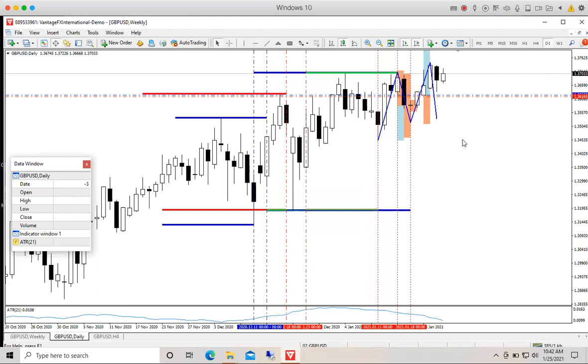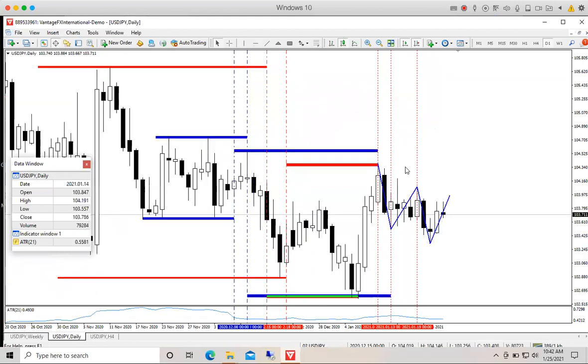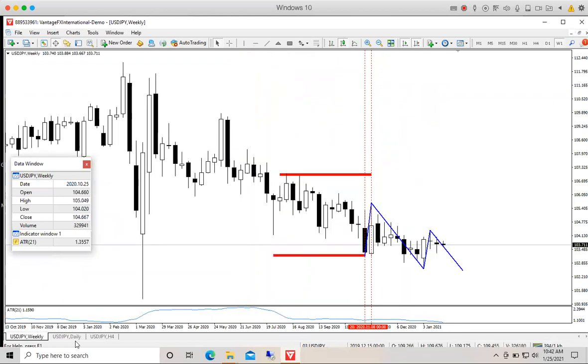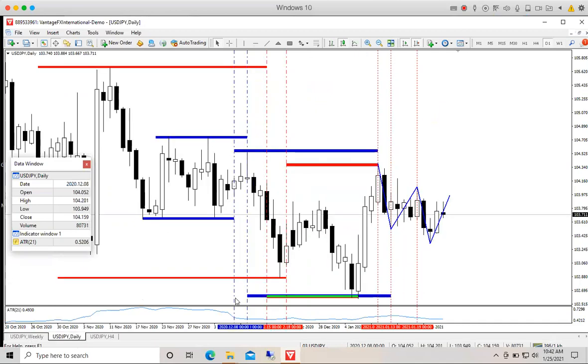Okay, so moving rapidly on. Nothing much happening on the yen, as you can see on weekly. Still stuck on that support level. Very, very little happening there.